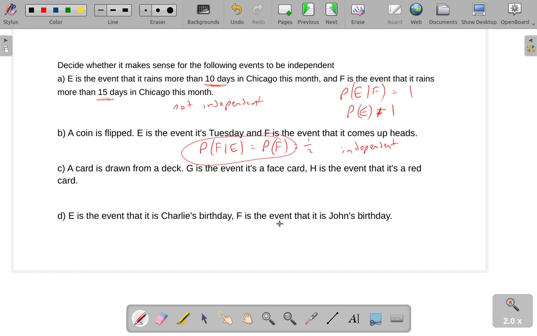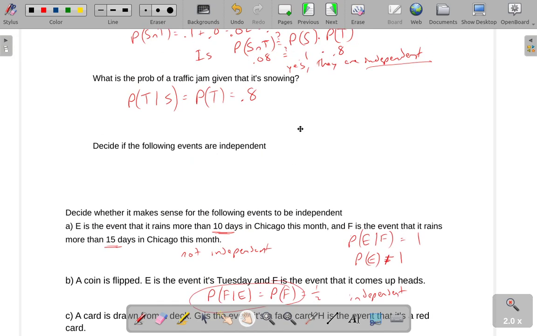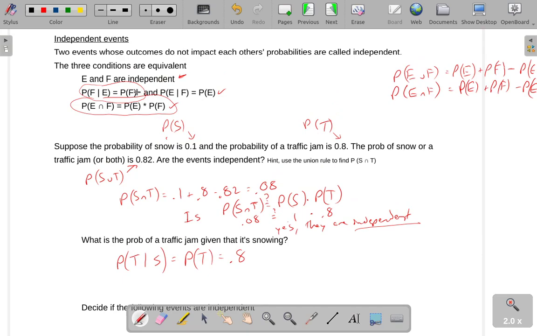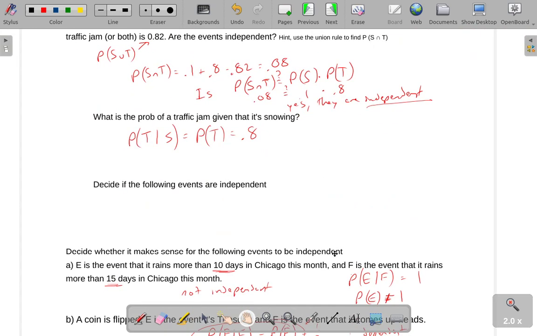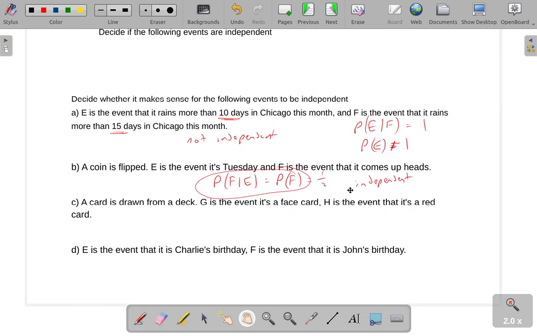A card is drawn from a deck. G is the event that it's a face card. H is the event that it's a red card. So you could do a conditional probability here, I suppose. We have these two different ways that we could check for independence. Either of them works, so let's see if we can do both on this.